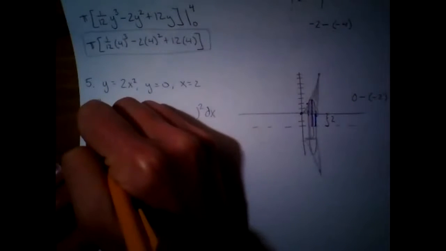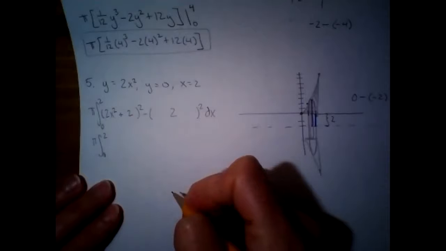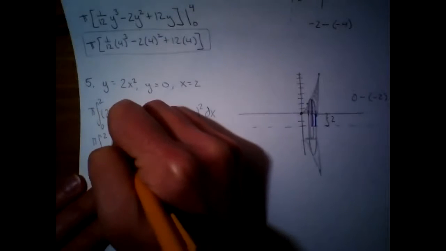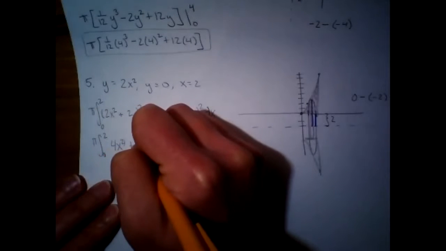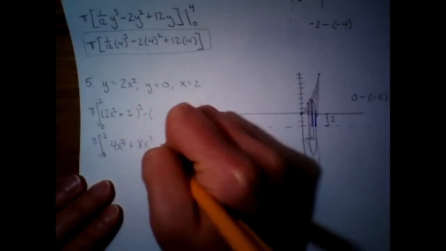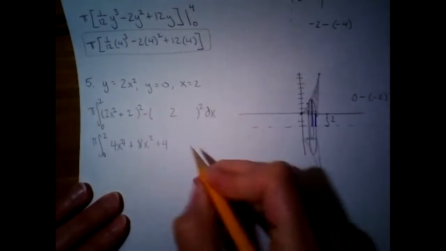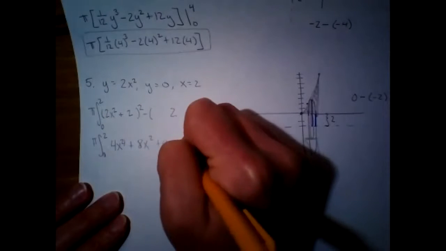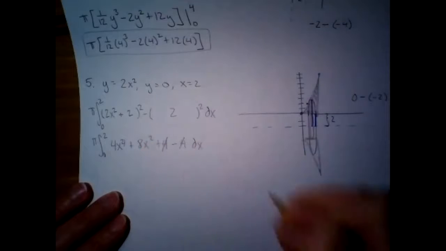So again, we're going to multiply all this out. You distribute all of this. It's going to give you 4x to the 4th plus 8x squared plus 4. And then minus 2 squared is 4. So conveniently, those are going to cancel.